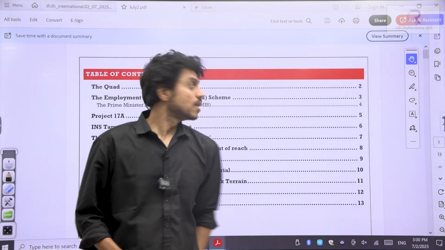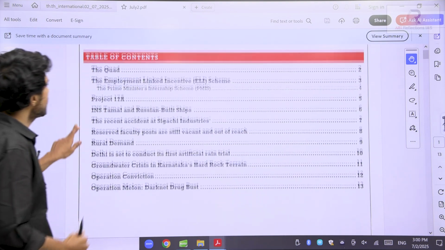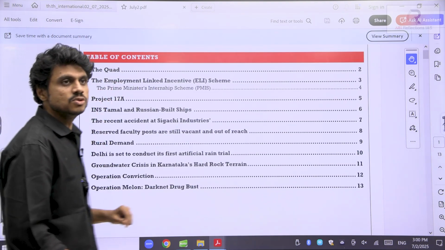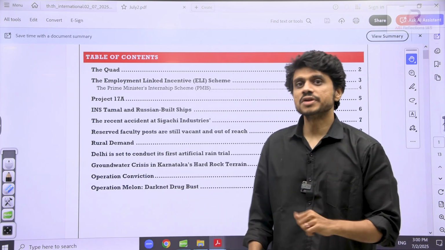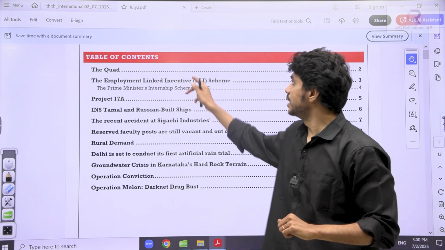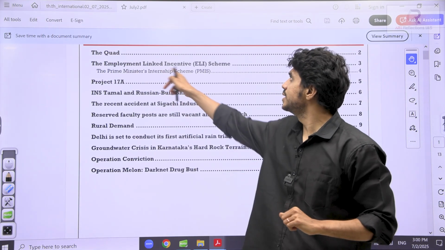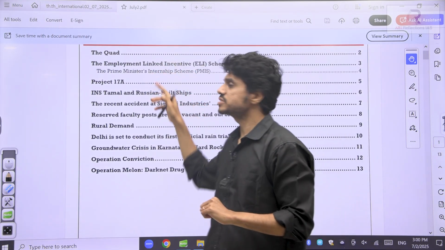Today is July 2. Topics that we are going to cover today. So there is in the news Quad, an important informal grouping. We'll try to understand about this grouping, and then we'll try to understand about this employment linked incentive scheme and the Prime Minister's internship scheme.